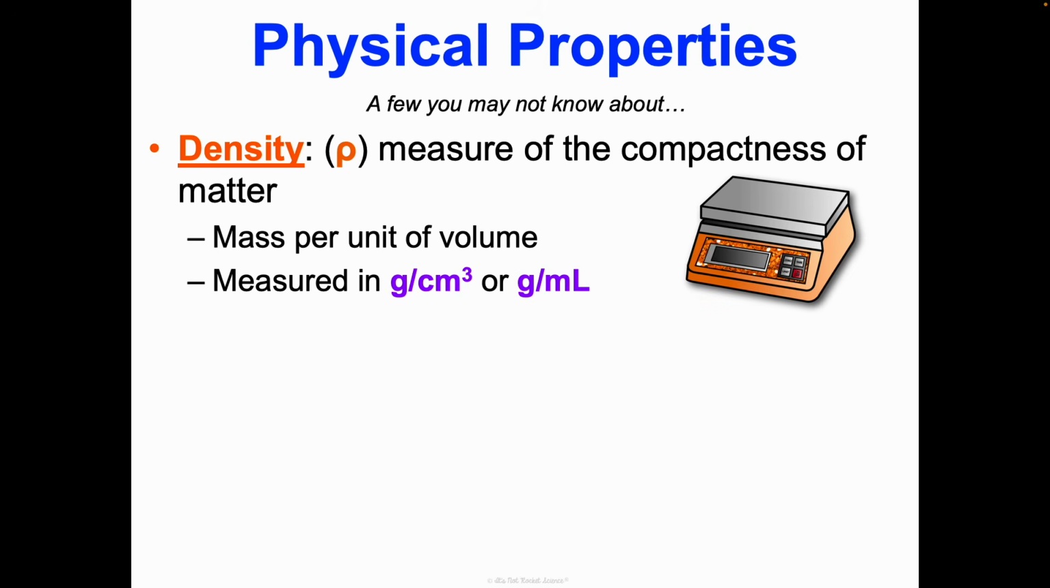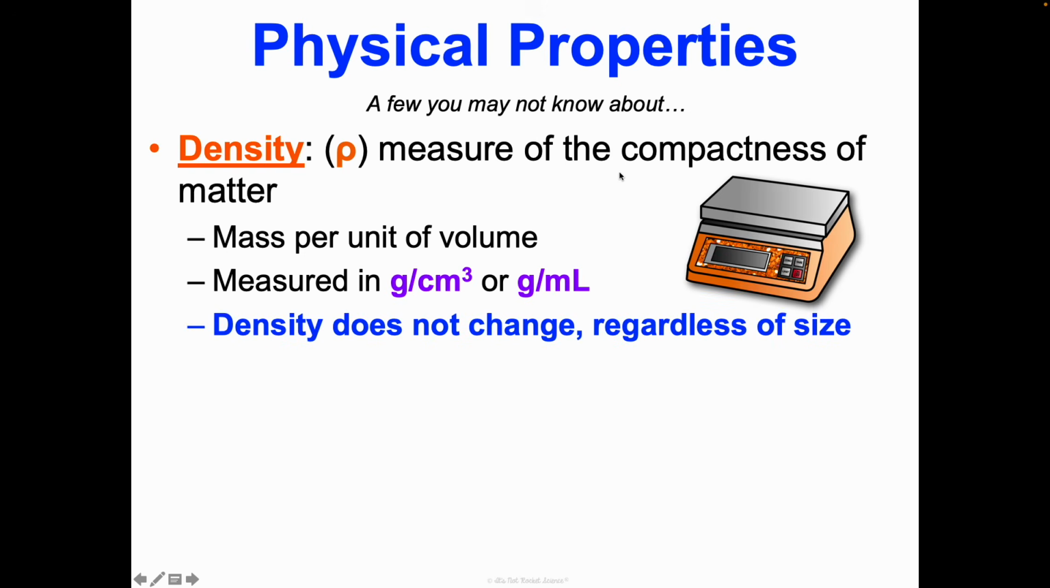So its units are typically grams per centimeter cubed if we found volume geometrically, or grams per milliliter if we're using volume of a liquid, or we found it using water displacement, which we'll talk about in a second. Now, here's something really interesting. Density does not change regardless of size. So it doesn't matter if you have 10 kilograms of gold versus 2 grams of gold. It would still have the same density.